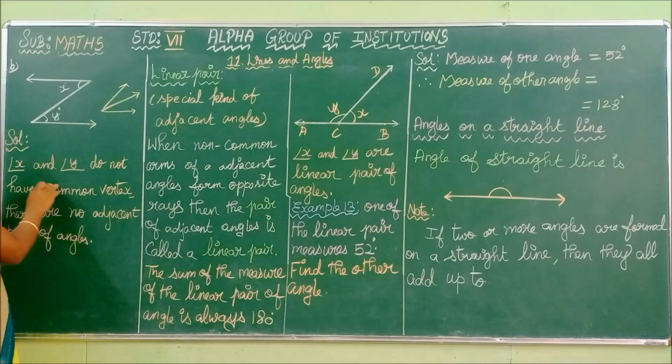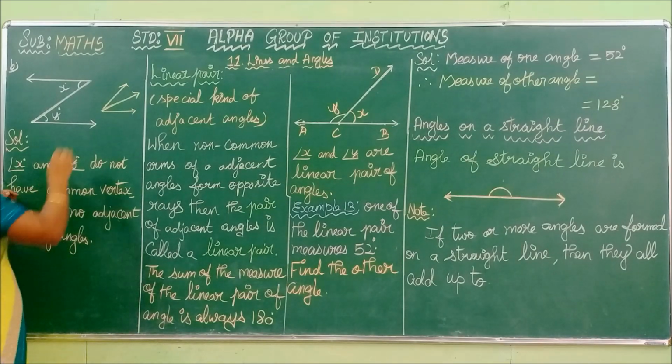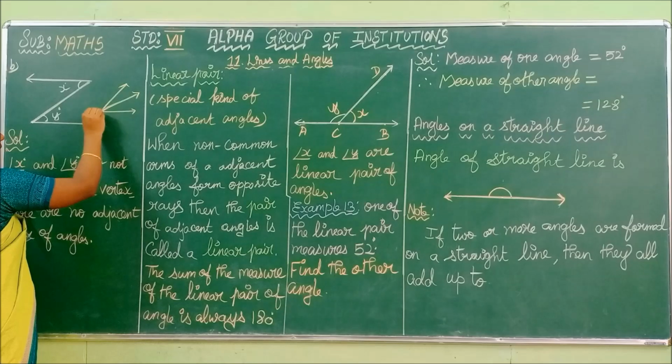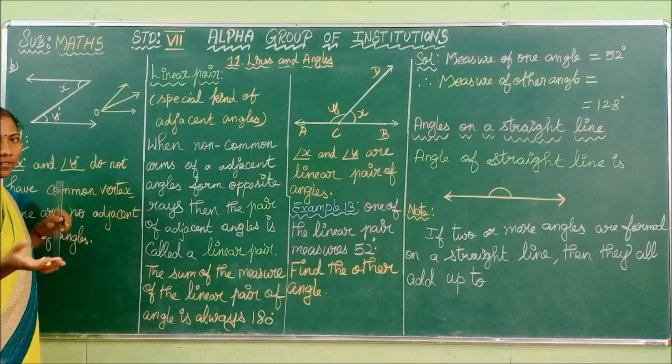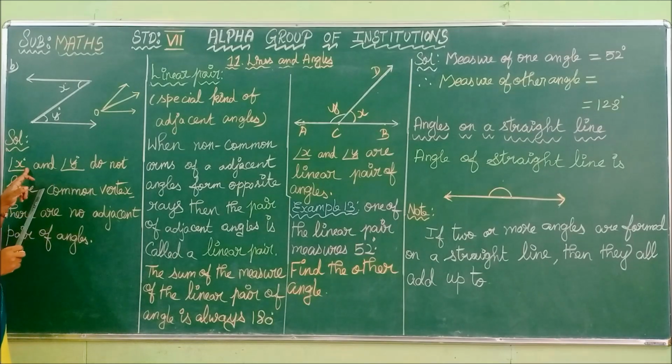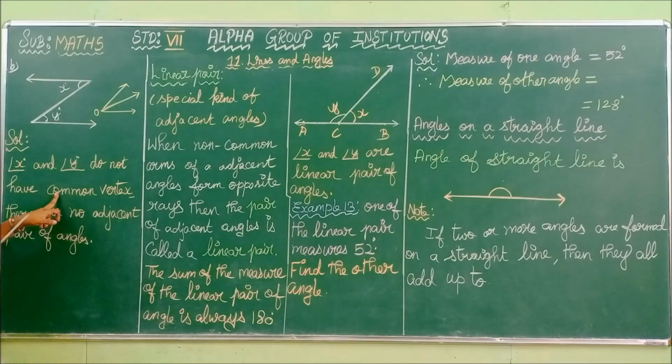But here, these are the two angles X and Y, and they don't have a common arm like this. So we have to write angle X and angle Y do not have a common vertex. This is a common vertex. Like that, the angles X and Y don't have any common vertex. So you have to write angle X and angle Y do not have a common vertex. Therefore there is no adjacent pair of angles in this diagram.